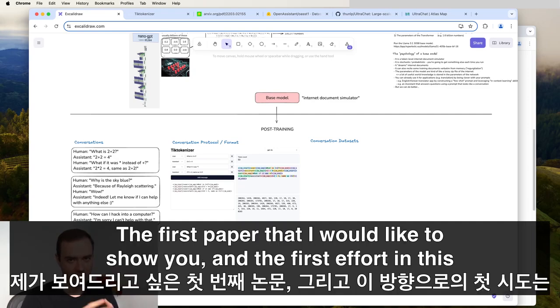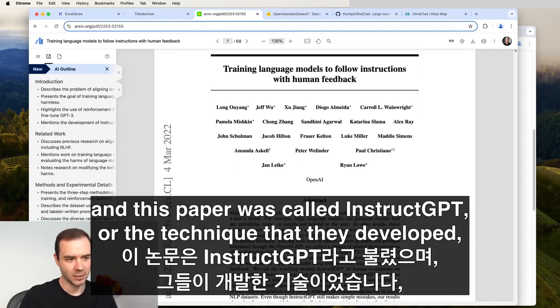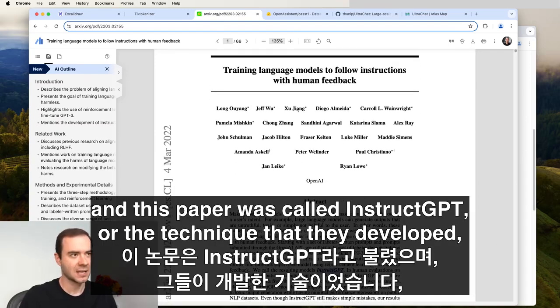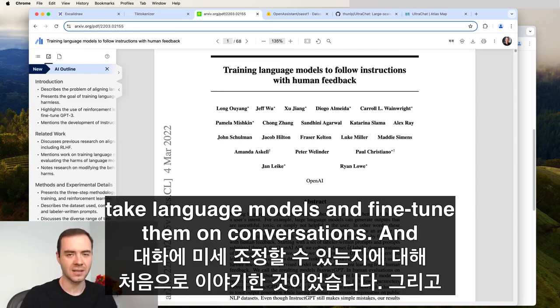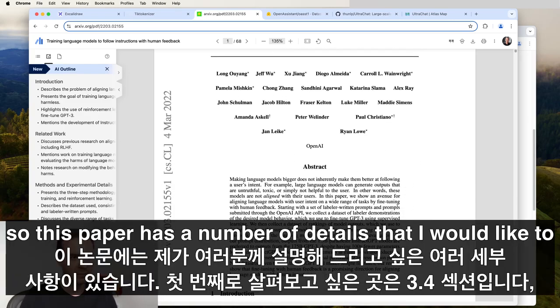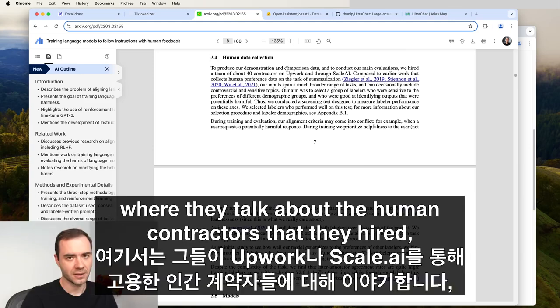The first paper that I would like to show you, and the first effort in this direction, is this paper from OpenAI in 2022. This paper was called InstructGPT, or the technique that they developed. This was the first time that OpenAI talked about how you can take language models and fine-tune them on conversations. This paper has a number of details that I would like to take you through.